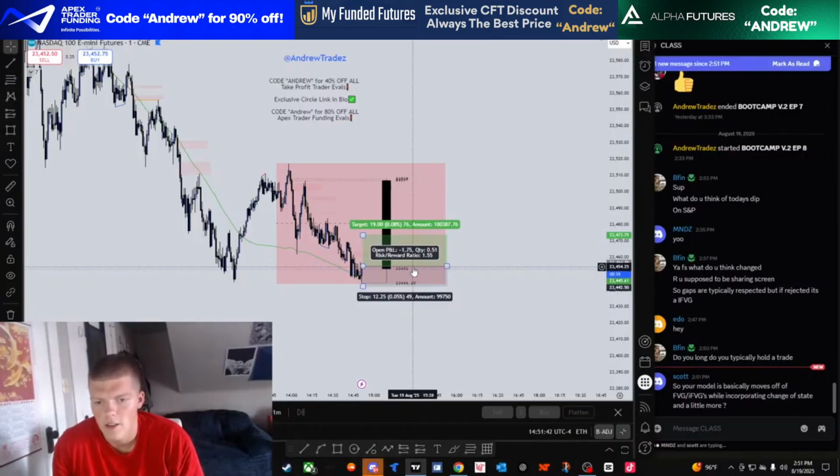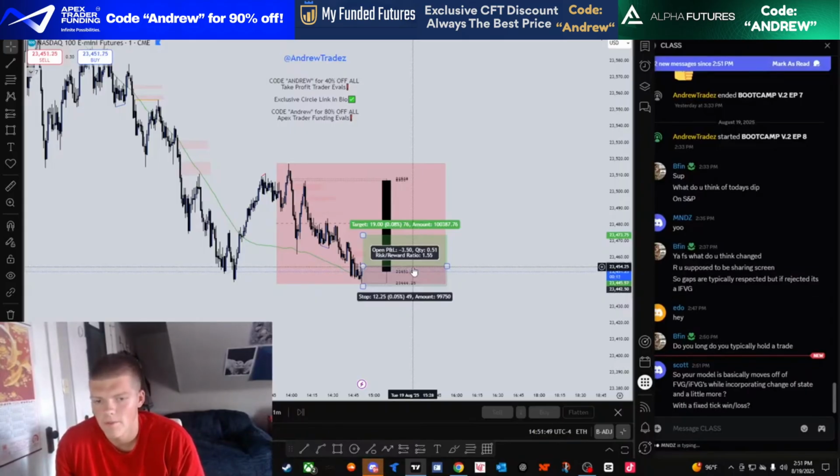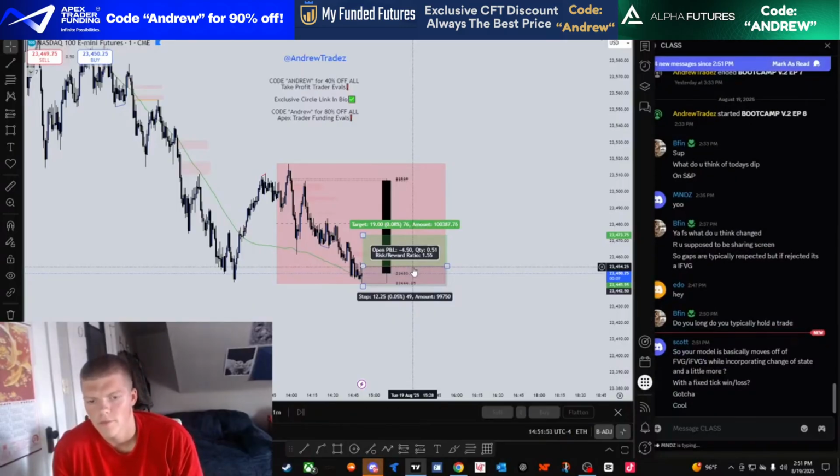Essentially, Scott, yes. And then even deeper, we'll talk about order blocks, how to incorporate order blocks, and so forth, and we'll go even deeper into all that. Essentially, yes.